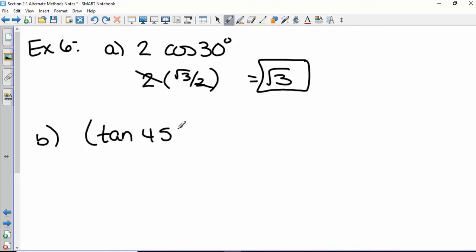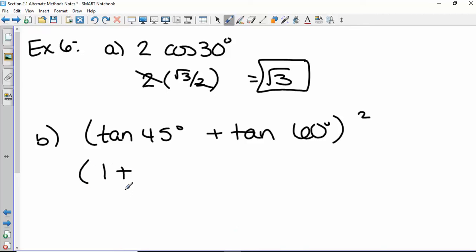Alright. Second one, we have the tangent of 45 degrees plus the tangent of 60 degrees, squared. So, start in the middle. Tangent of 45. Fold in, that's radical 2 over radical 2, which is 1. The tangent of 60. If we fold in the 60, that's radical 3 over radical 1. Radical 3.